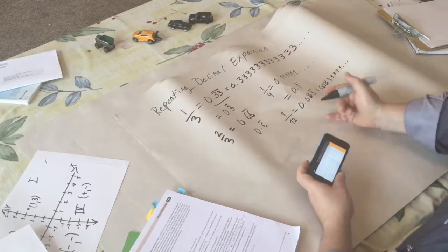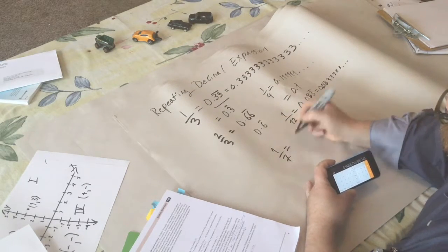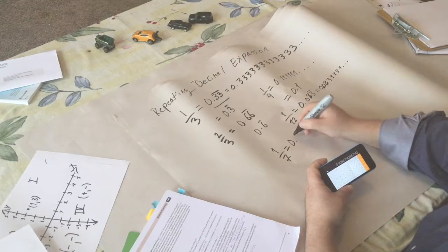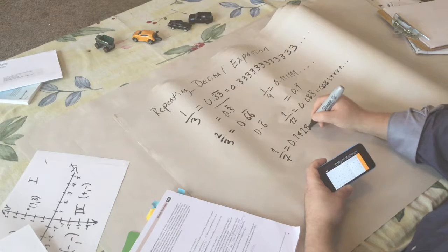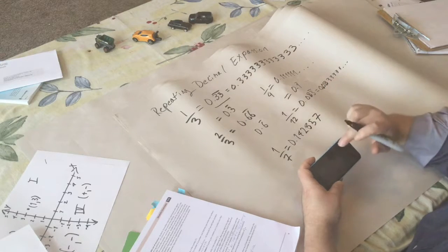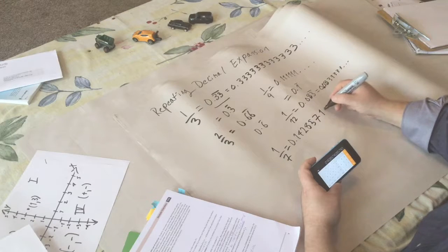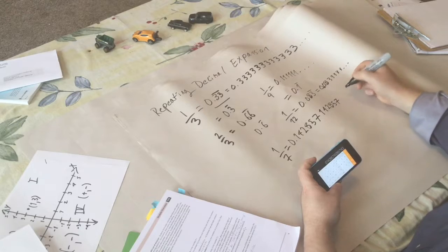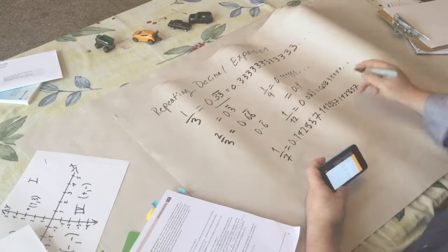Okay, so here's a good example then. 1/7. The fraction 1/7 is equivalent to 0.14285 7, and then this pattern begins to repeat. 1, 4, 2, 8, 5, 7. 1, 4, 2, 8, 5, 7.